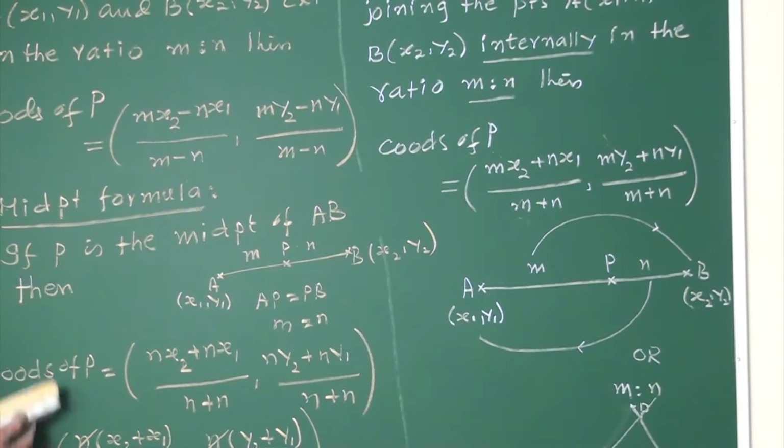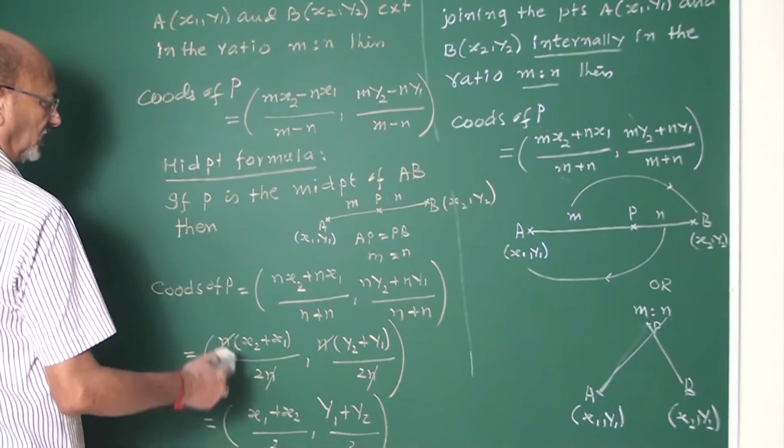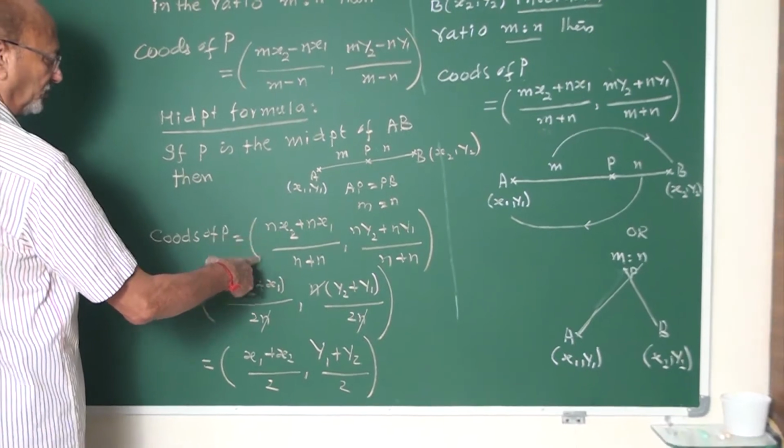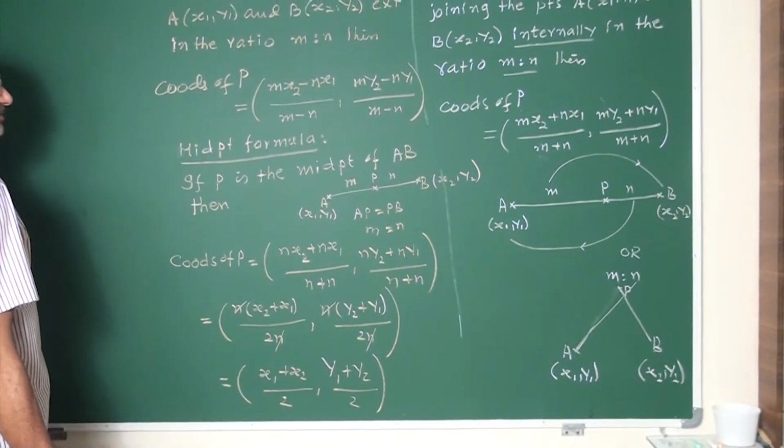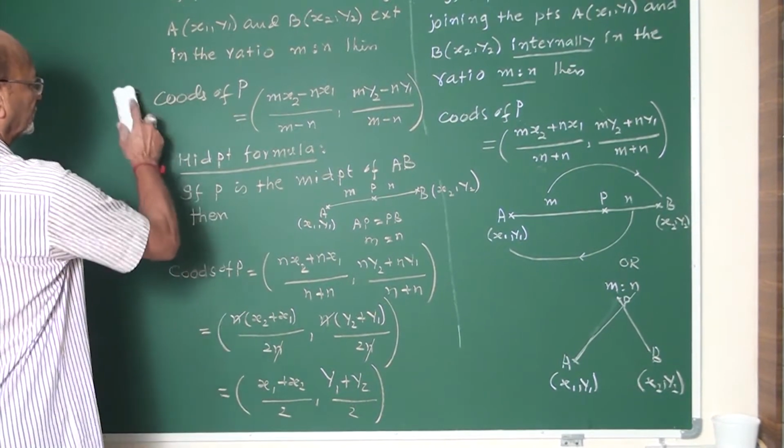This is for the midpoint formula. Midpoint means what? M equal to n. By putting m equal to n and simplifying, you get this. Yes, friends.